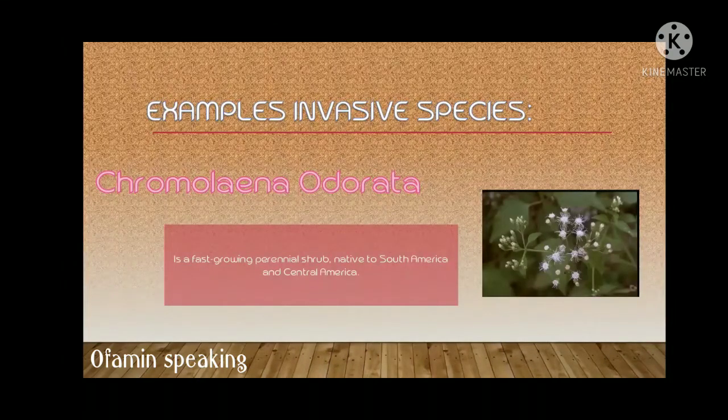Examples of invasive species. Chromolaena odorata is a fast-growing perennial shrub native to South America and Central America.